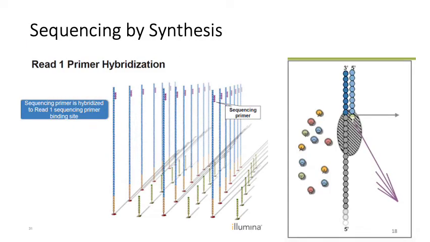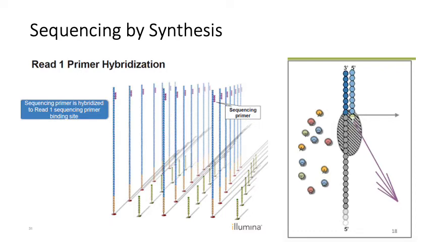The next step is sequencing. This form of sequencing is called sequencing by synthesis, and it has some similarities with Sanger sequencing. The sequencing primer anneals to the read 1 primer binding site, and labeled dideoxynucleotides flood the flow cell. Remember that dideoxynucleotides lack a 3' hydroxyl, so only one nucleotide can be attached at a time.